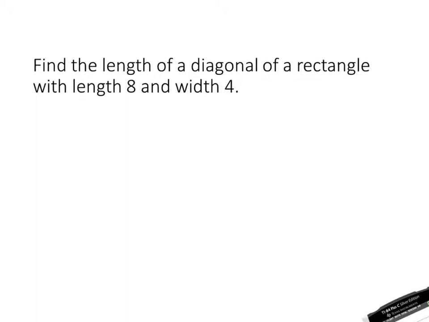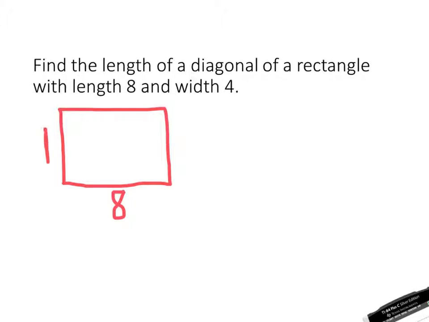Our next problem says find the length of the diagonal of a rectangle with a length of 8 and a width of 4. First, I would think you need to draw a picture. You have a rectangle with side lengths of 8 and 4, and you're looking for the diagonal that goes across. If I could draw straight, it would be a better picture.